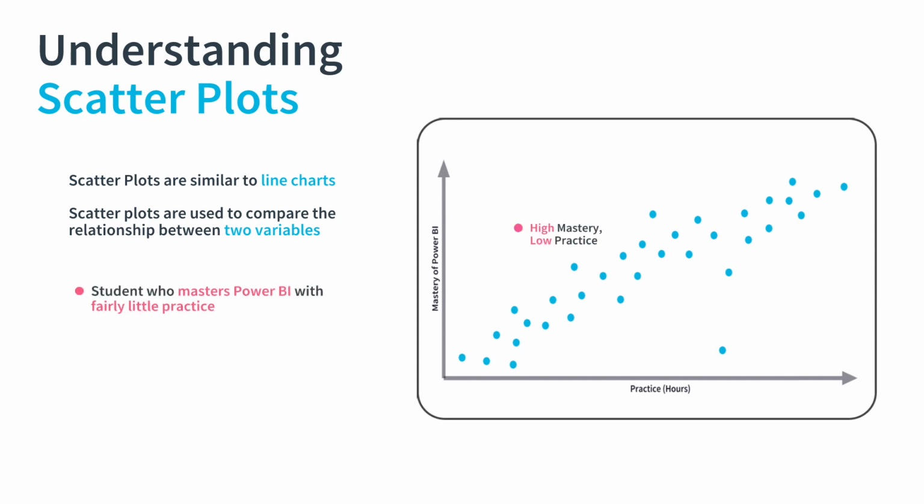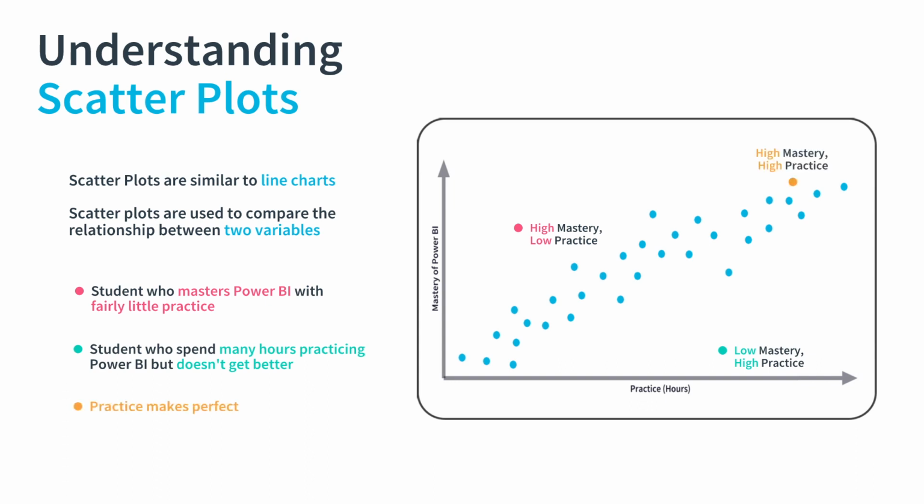This student has a pretty high mastery of Power BI, as indicated by the y-axis, and if we look at the x-axis, they have a lower amount of practice compared to other students. This student, on the other hand, has a high amount of practice, but a very low mastery of Power BI. However, most of the students appear to follow a pattern where the amount of practice is roughly equal to the amount of mastering Power BI. And that's what we would expect. After all, practice makes perfect.